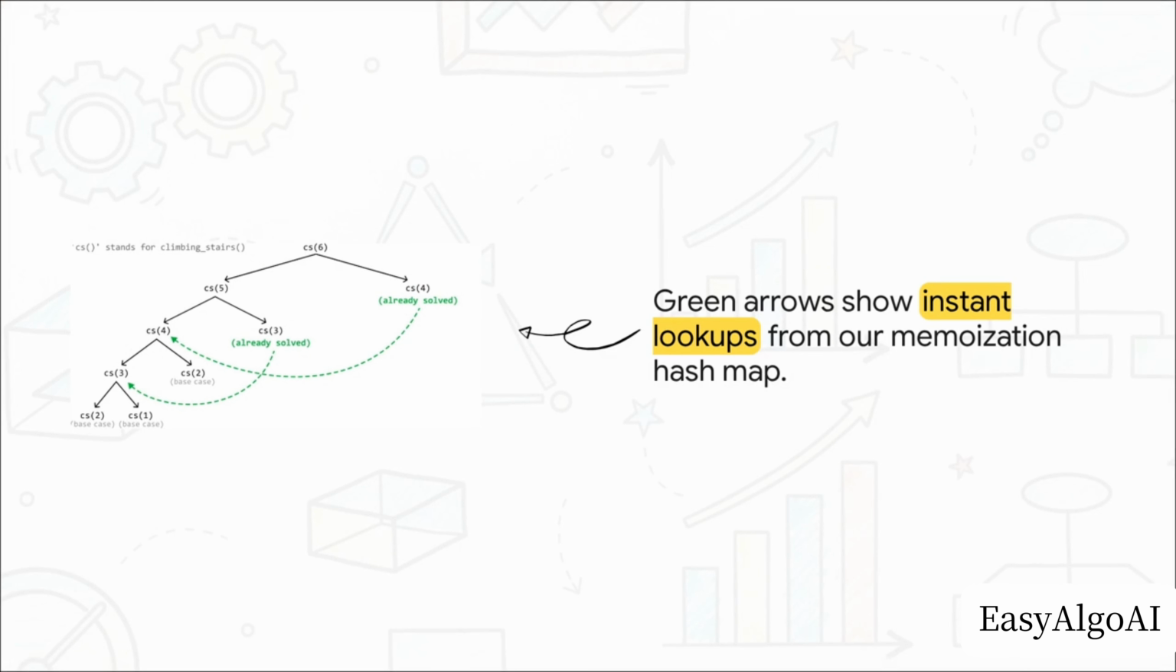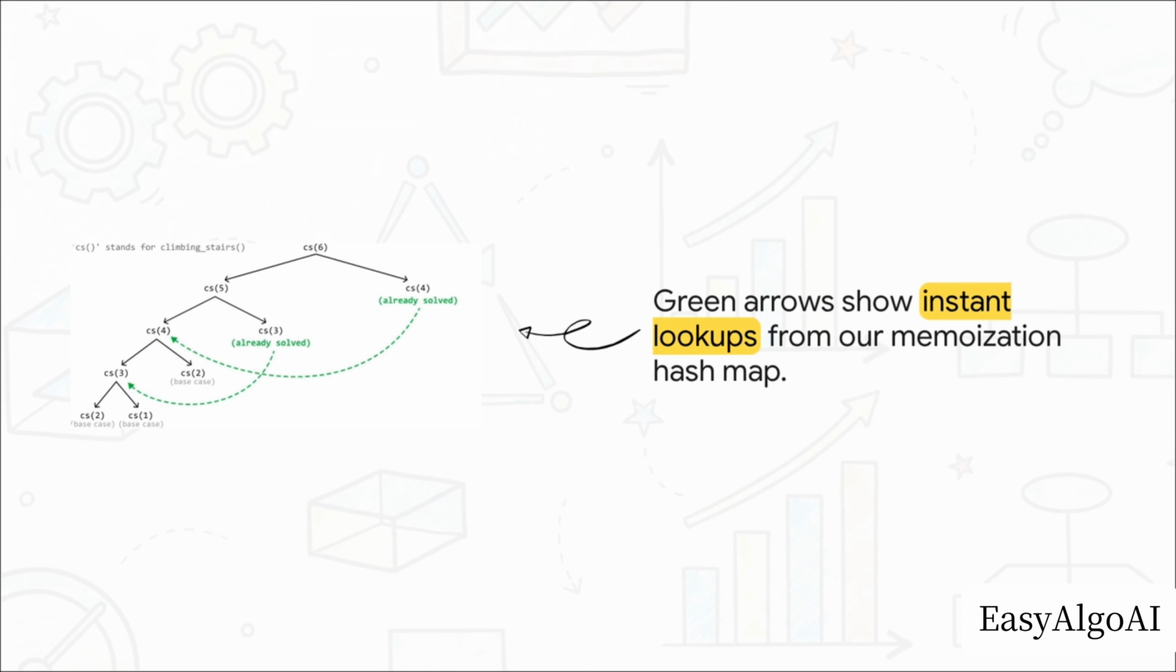So here is the real game changer. By fetching these already calculated results, we completely prune the recursion tree. See the green dashed arrows here? The very first time we calculate step 4 on the left side, we save it. Then, when the computer realizes it needs step 4 again over on the right side of the tree, it doesn't recalculate a single thing.